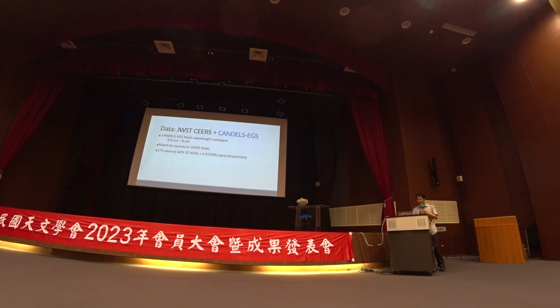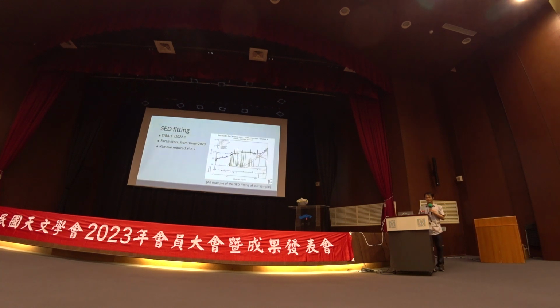The EGS catalog contains optical and near-infrared data from Hubble and CFHT. And we use those catalog photometry to match the sources in our catalog. So in total, we have around 600 sources with 21 photometric bands.